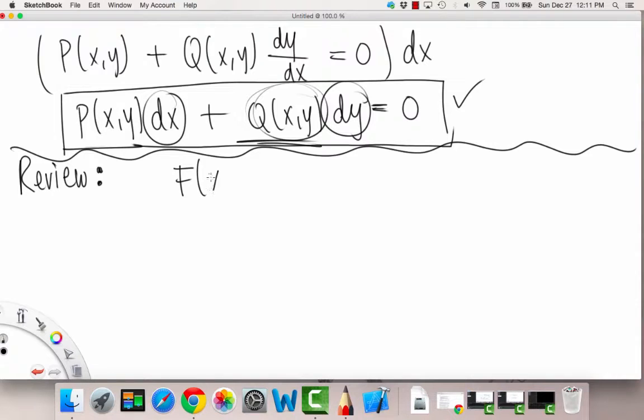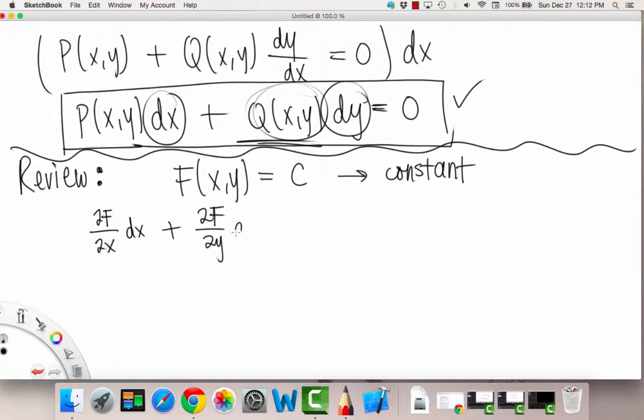Let's say we have some multivariable function, some f of x and y, and this is equal to a constant c. So this is a constant function, basically. Now let's say you want to differentiate this entire equation once. When you differentiate a multivariable function, we have to implement the chain rule. So this gives us partial f, partial x, times dx, plus partial f, partial y, times dy. And on the right side, when you differentiate a constant, we just get 0.